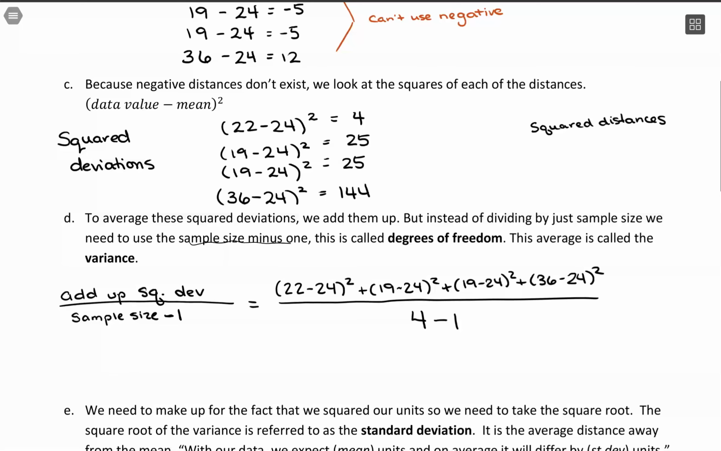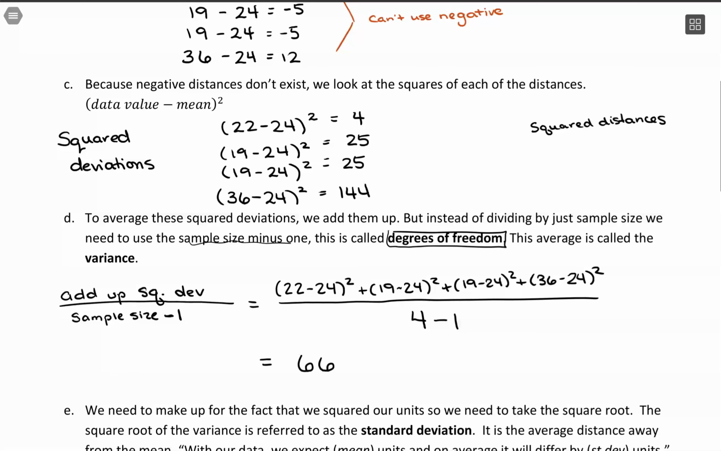So in the denominator, we're going to divide by sample size minus 1. This idea of sample size minus 1 is also called degrees of freedom, a very fancy way of saying sample size minus 1. But what we're dealing with here is how we have to average these squared distances. So we have our squared deviations added up in the numerator, and then the denominator sample size minus 1. So if I calculate that, this value is going to come out to be 66.